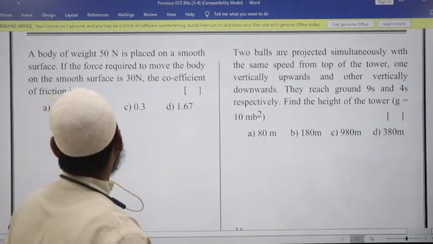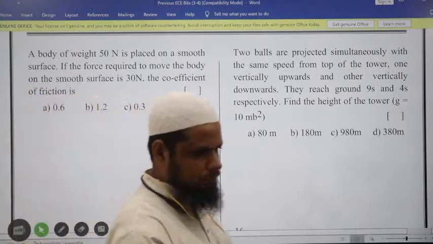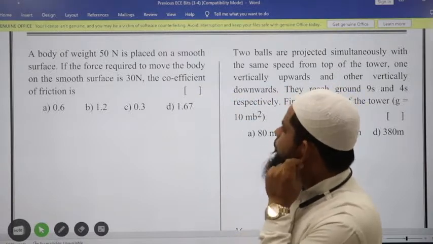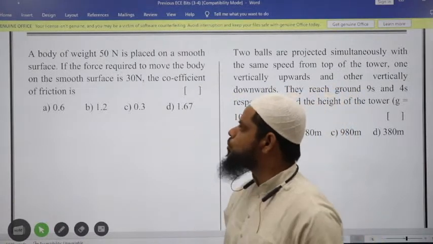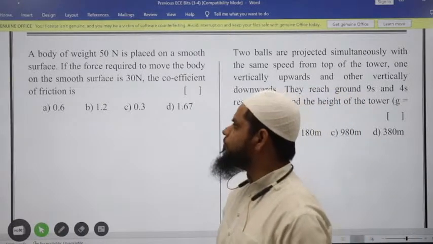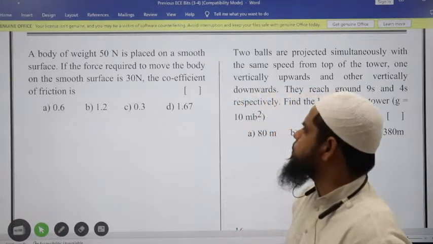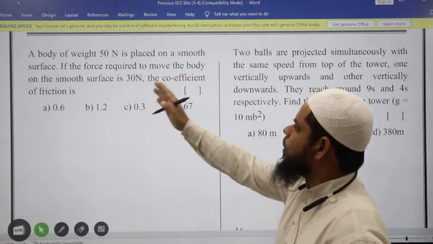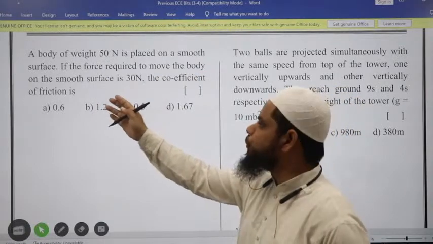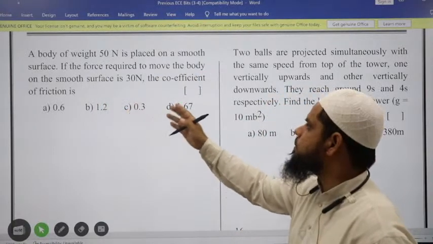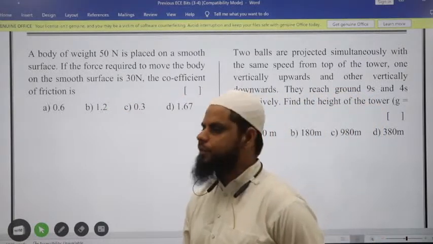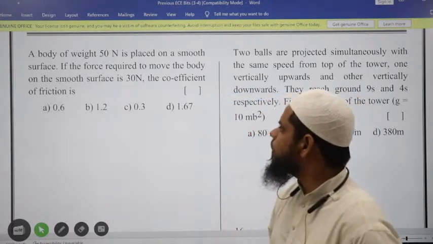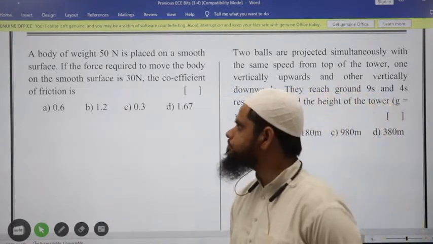Next one, problem number 13. A body of weight 15 newtons is placed on a smooth surface. If the force required to move the body on the surface is 30 newtons, then the coefficient of friction, very important question. Can anyone guess the answer please? On seeing itself you can get the answer.